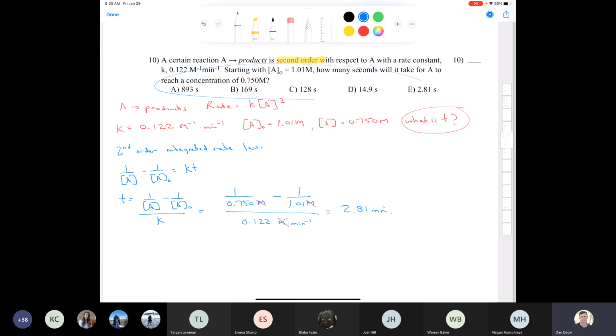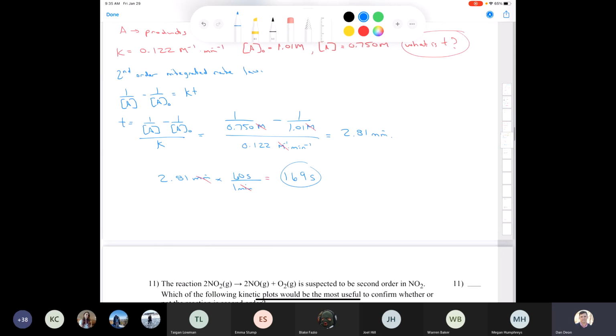Now you see that all of the answers are given in seconds. And if I want to convert 2.81 minutes, well, I know that in 1 minute, I have 60 seconds. So minutes will cancel out. If I take 2.81 and multiply it by 60, I end up with 169 seconds. And so the answer will be B, 169 seconds.